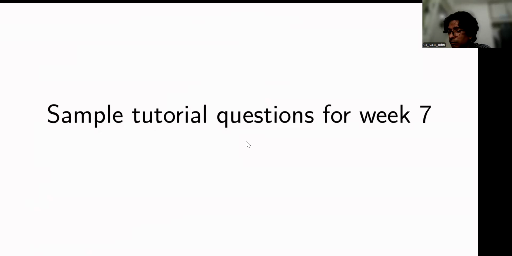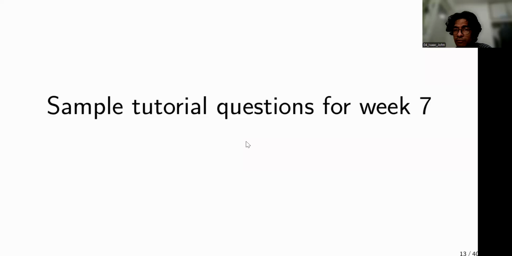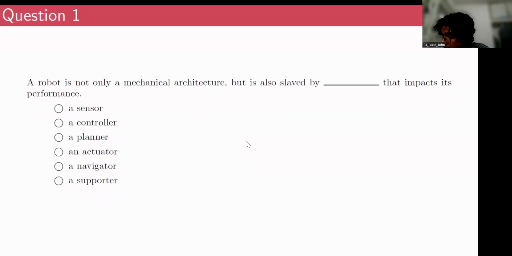All right. So with whatever we have covered so far, we can see some sample problems. They should be fairly straightforward with the material that we have covered. The first question is: a robot is not only a mechanical architecture, but is also slaved by something that impacts its performance. So the correct answer in this regard is that a robot is actually slaved by something.